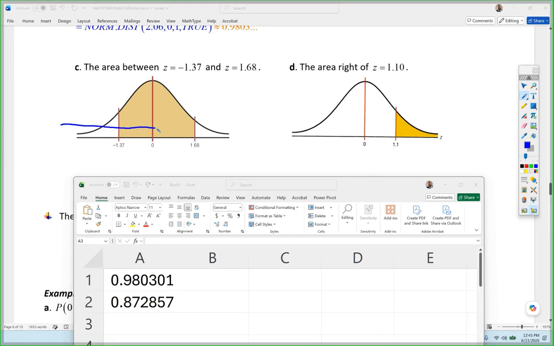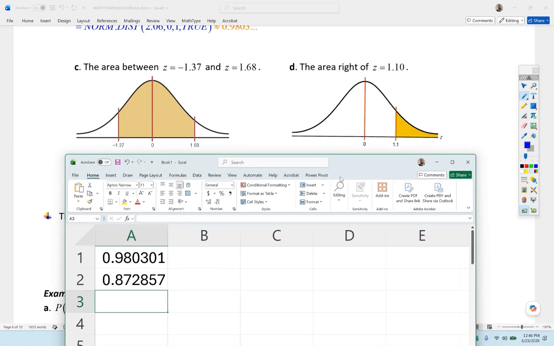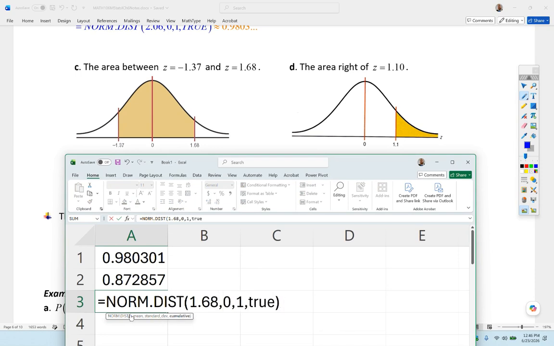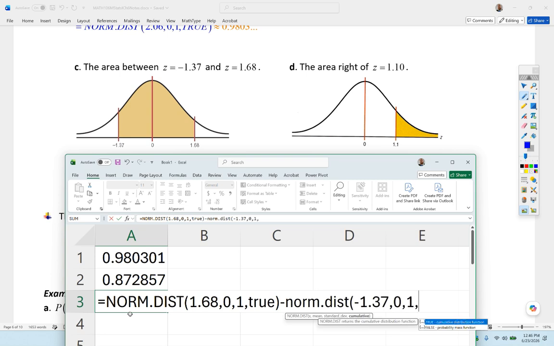If I do the area from this one to this one, that's too much. If I do the area from this one to this one, it's the wrong area, right? So I need to subtract the lower one from the upper one, don't I? Okay, so I'm going to do NORM.DIST of 1.68, comma 0, comma 1, comma true, minus NORM.DIST of negative 1.37, comma 0, comma 1, comma true. Okay, so upper minus lower.